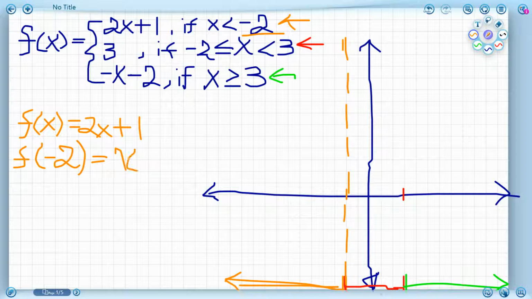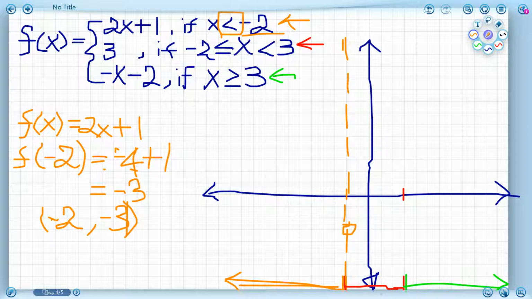So I get 2 times -2 plus 1. So I end up getting -4 plus 1, which should give me -3. I'm just going to put it in ordered pairs because it's the easiest way to go. So when I plug in -2, I got -3. So that's exactly where my point needs to be. And as you see, this right here tells me it has to be an open circle. So I'm going to go to -2 and -3, which will be right here, and put an open circle.